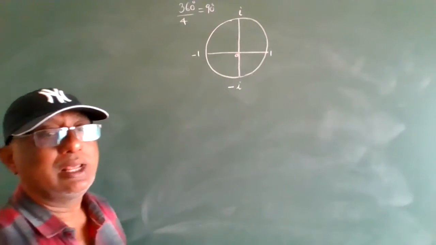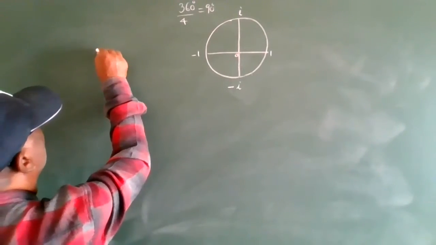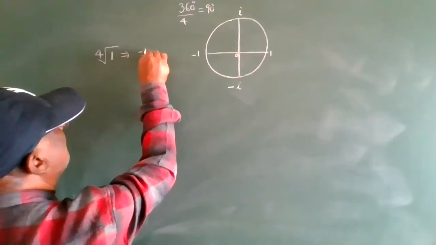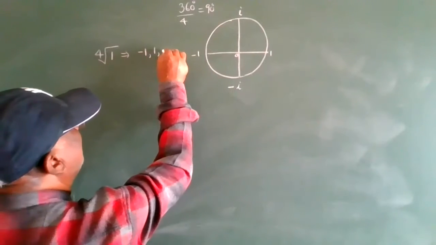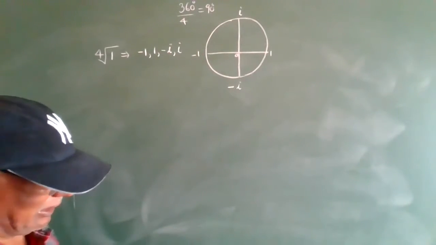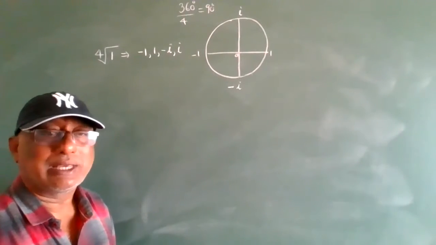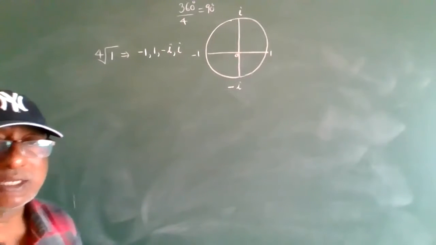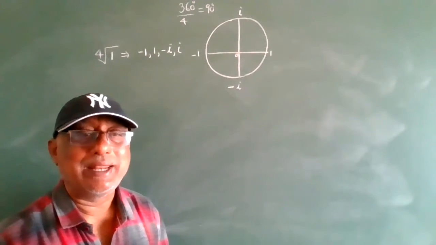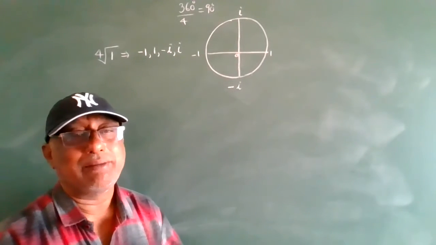So the roots of the fourth root of unity are minus 1, plus 1, minus i, plus i. Okay? The same properties we can apply for the fourth root of unity. So for multiplication, we can check what value it becomes, and for addition we can check what value it becomes.